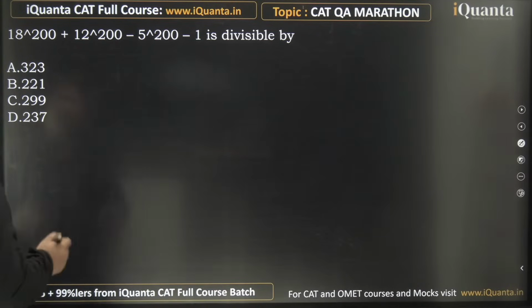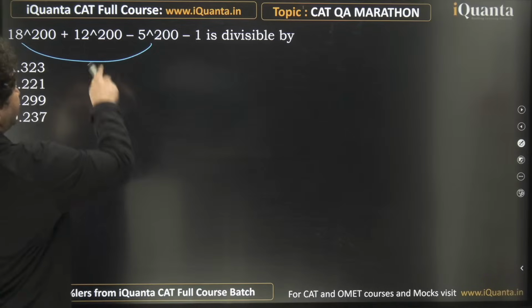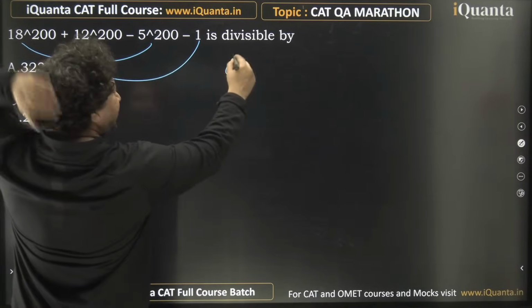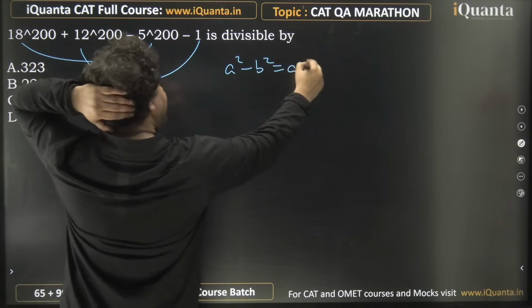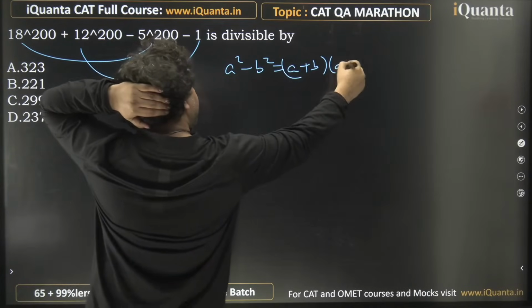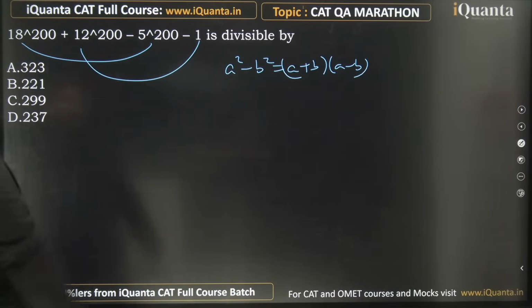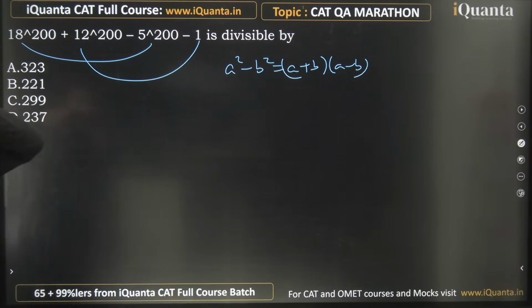This is a beautiful question. As you can see, 18 minus 5 is 13 and 12 plus 1 is 13. And we know that a square minus b square is equal to a plus b into a minus b, we can use this for both the values and we'll get 13 common. So let us solve for these two. Is that right?